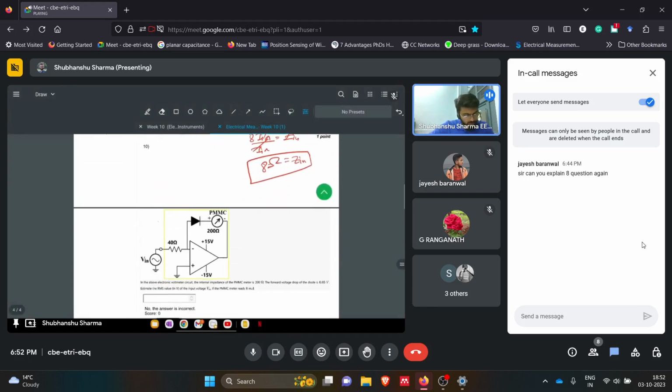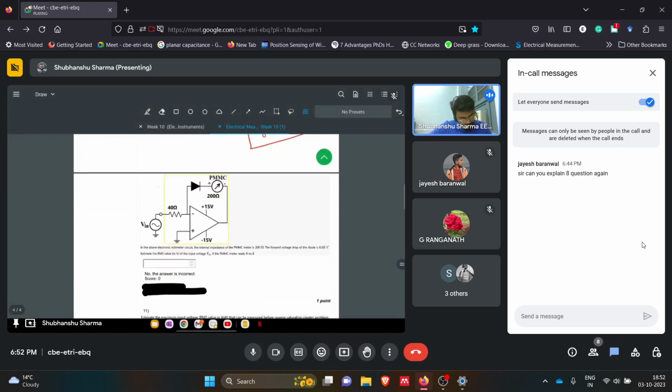So the next question, the 10th question. Here we have this diode in the feedback and even the PMC meter in the feedback. And they are asking in the above electronic voltmeter circuit.